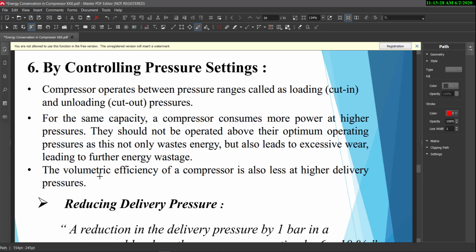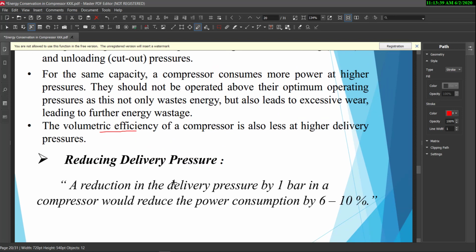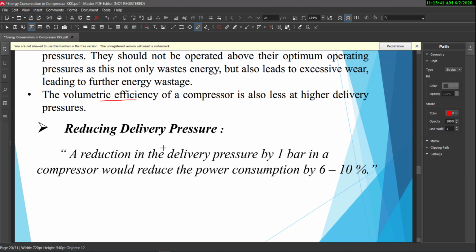The volumetric efficiency of a compressor is also lower at higher delivery pressure, which seriously affects the volumetric efficiency of a compressor. And reducing the delivery pressure by 1 bar in a compressor would reduce the power consumption by 6 to 10%.